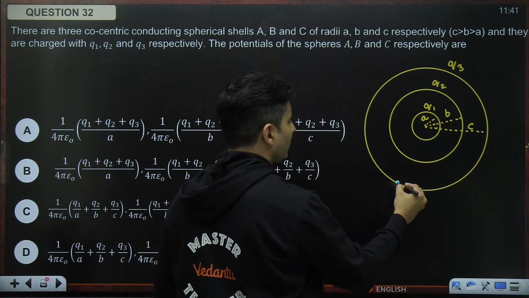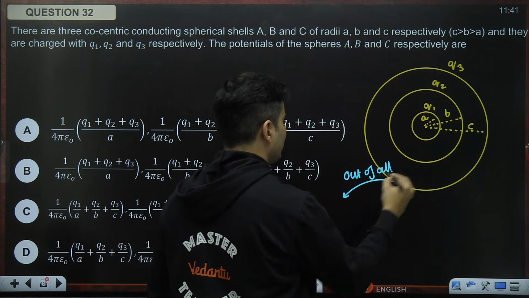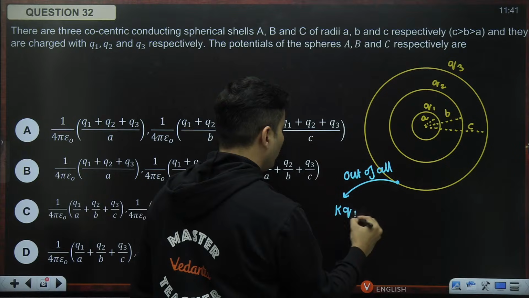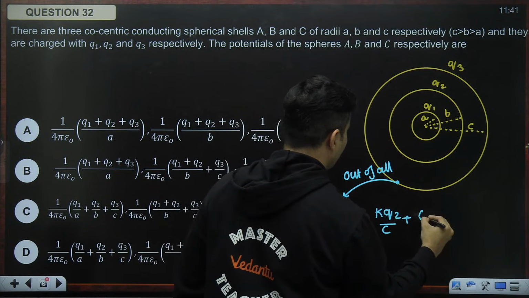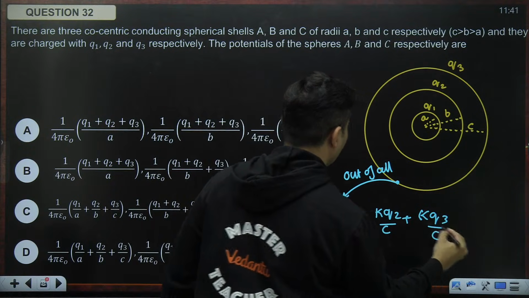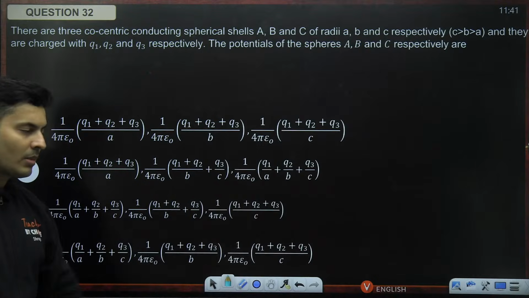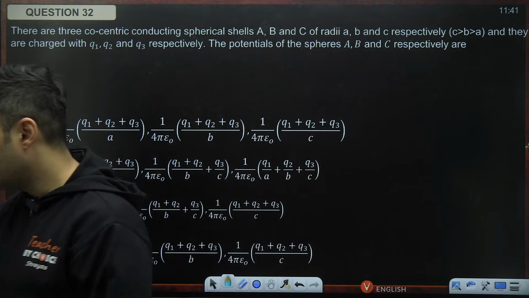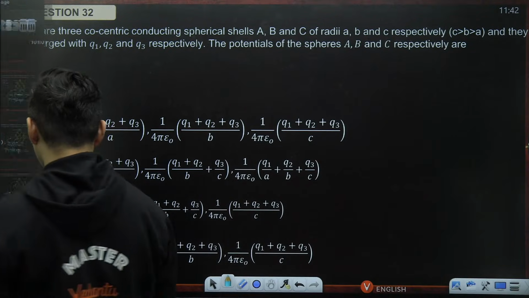When you are here, at this point, you are out of all the shells. So it will be k q1 by c plus k q2 by c plus k q3 divided by c. That's it. So that is the answer. Yeah, k is 1 by 4 pi epsilon naught. Option C. Option D, sorry. Cool. Shall we go ahead to the next one on your screen?